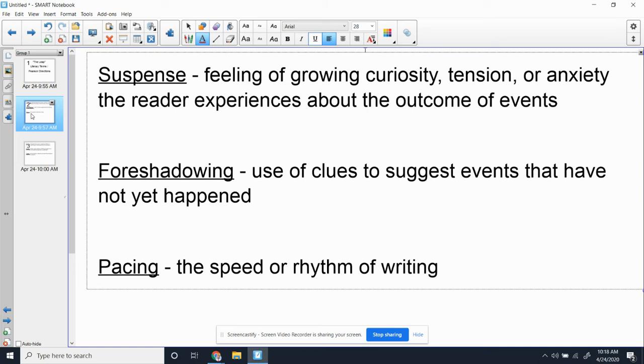And then the last one is, I think, one of the most annoying when you're reading a book or watching a movie, but it's really, really effective to give suspense, and that is called pacing. And pacing is the speed or the rhythm of your writing. Now, that doesn't mean how fast you write. What that means is, let's say you're telling something that's really exciting, something where we can hardly wait to see what's going to happen next.